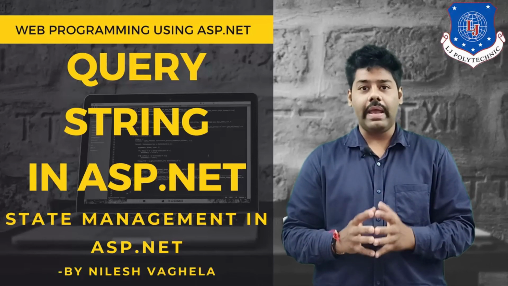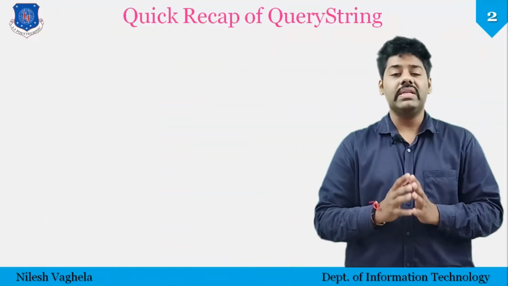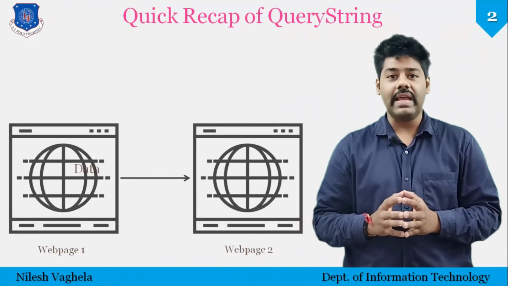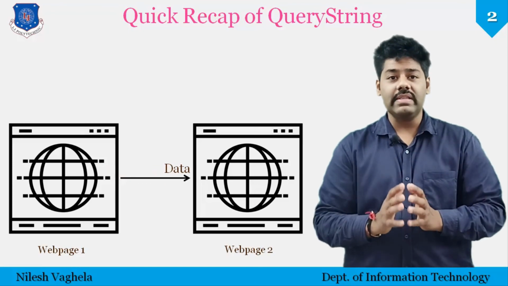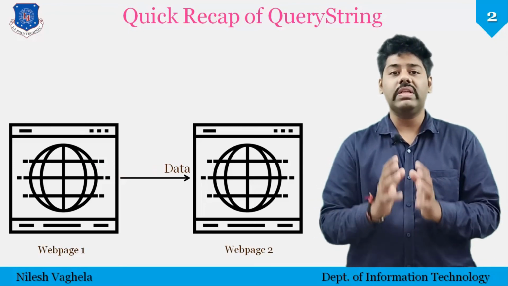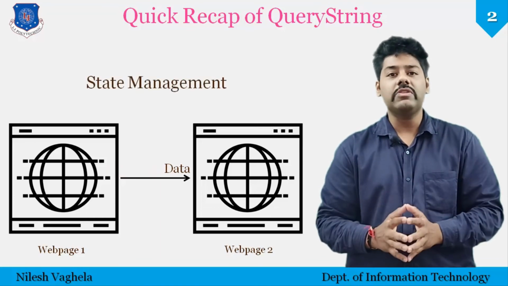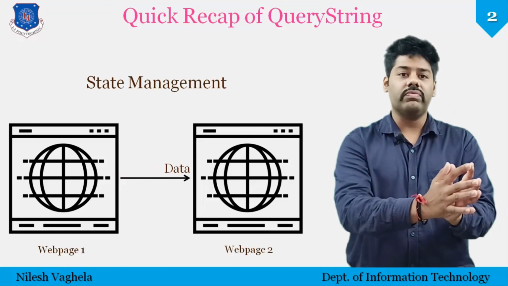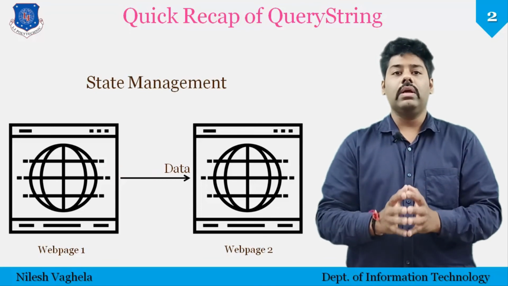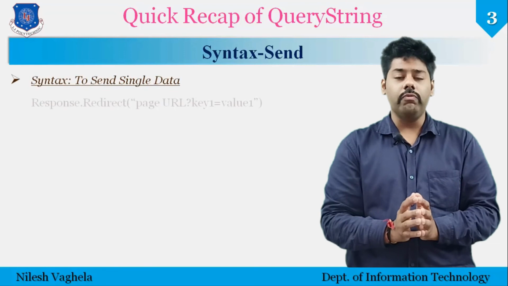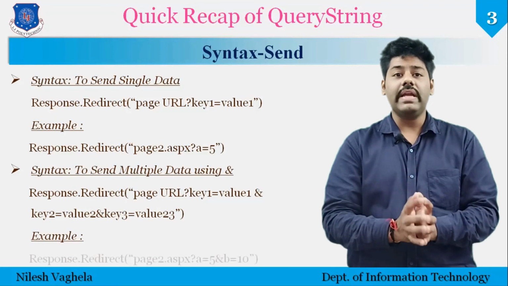Let's give a quick recap of what we have learned in this particular tutorial. So we have seen the basic concept of query string, where we can send data from one page to another page. There is no way through which we can send data from one page to another page without using a state management concept, right? So using query string, which is a state management concept, we can send data from page A to page B, right? We have seen how to send a static single value, and how to send static multiple values. We have seen how to send dynamic values.